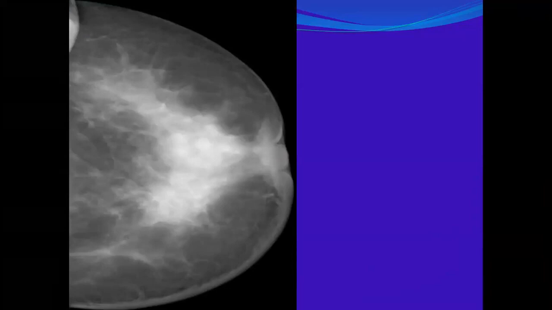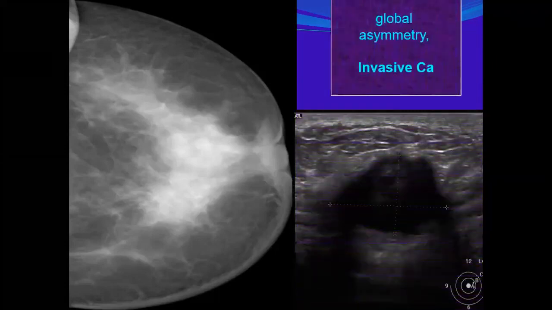This is, I think, a craniocaudal view. Craniocaudal shows global asymmetry with associated breast edema, skin thickening, nipple retraction, and architectural distortion. Yes. Also represents BIRADS 5. I think this is lobular carcinoma, if I remember the patient.